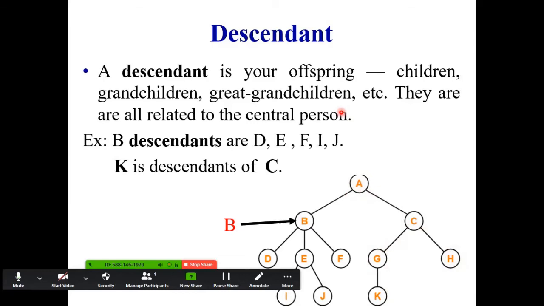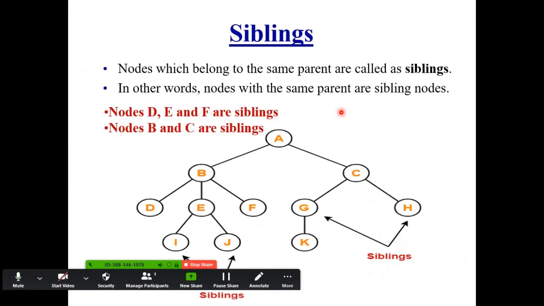Let's take one more example. Okay, next term, siblings. What is meant by siblings? The nodes which belong to the same parent are called siblings. The nodes which belong to what? Same parent, it is called a sibling. In other words, nodes with the same parent are siblings.